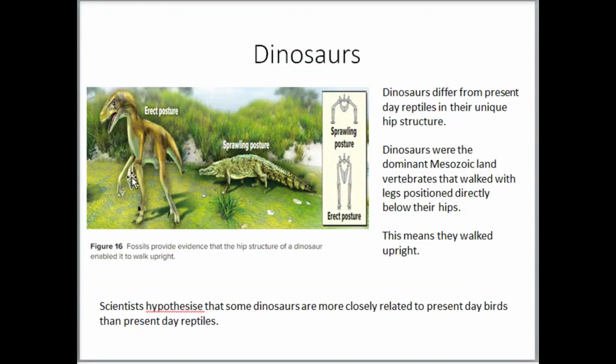Now we think that the dinosaurs are more closely related to birds than they are to crocodiles, and this is all to do with their hip structure. If you want to have a read of this, pause the video, have a read. I'm just going to barrel on ahead.